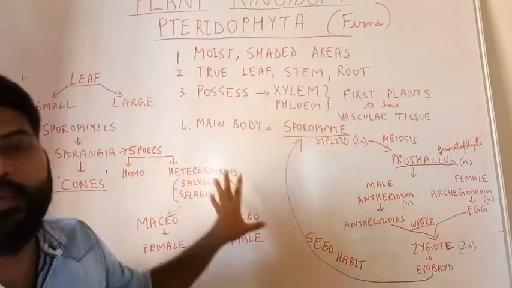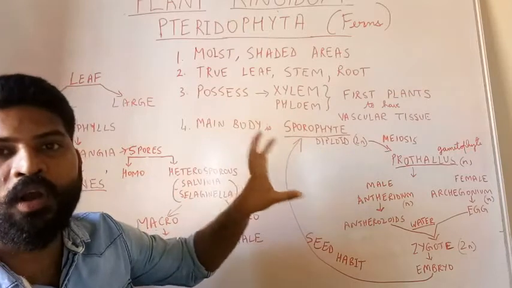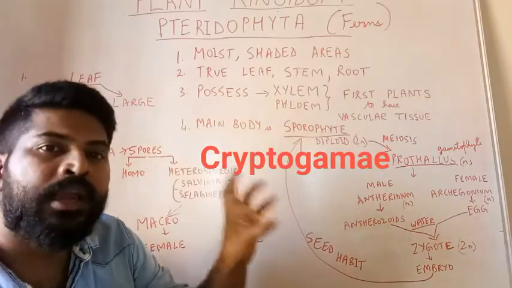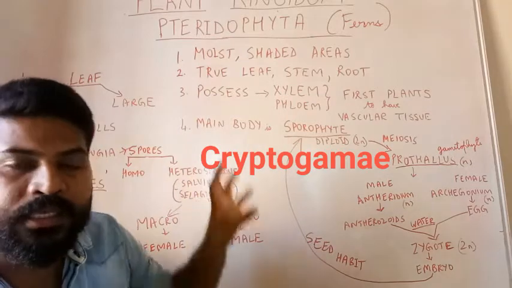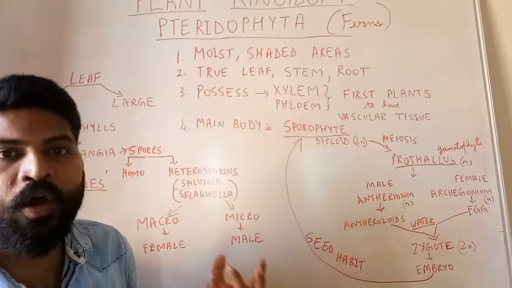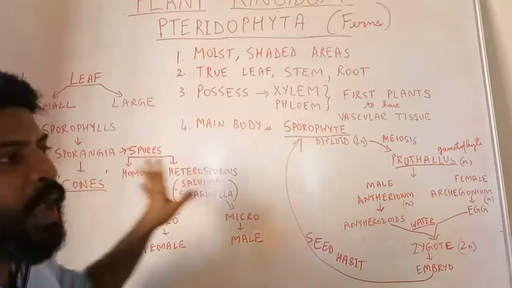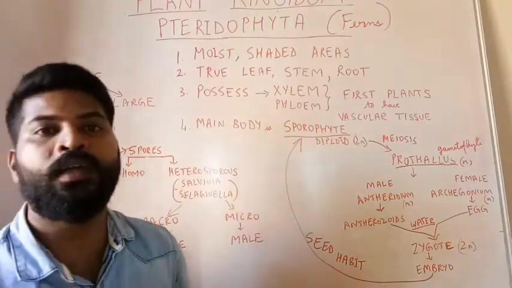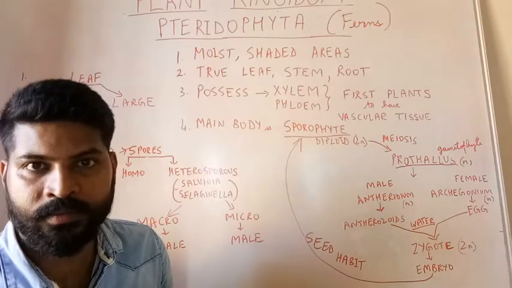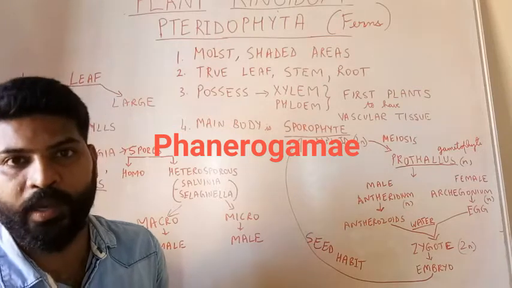Hence, Thallophyta, Bryophyta and Pteridophyta can be grouped under what is called cryptogams. Crypto means hidden, gamos means sex organs. These are plants where the sex organs are hidden or very small. So that is about the cryptogams. Next we discuss those plants that produce seeds, called phanerogams, in the next videos.